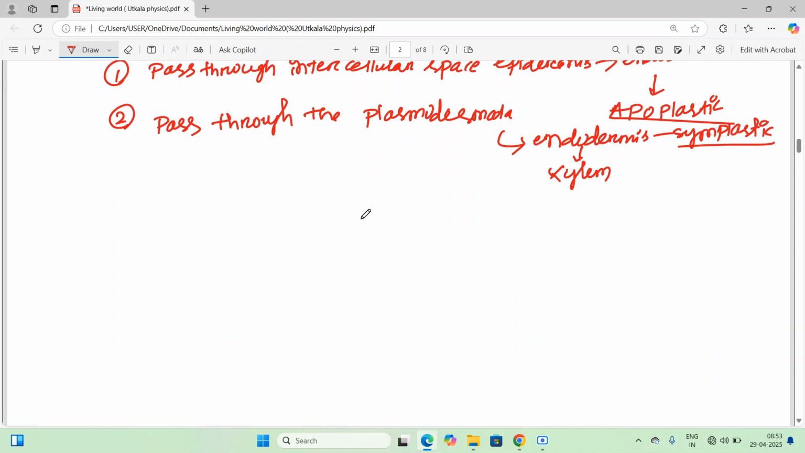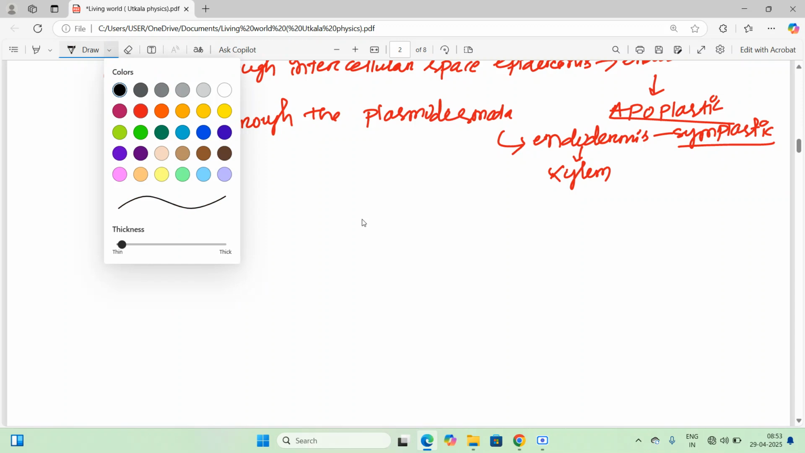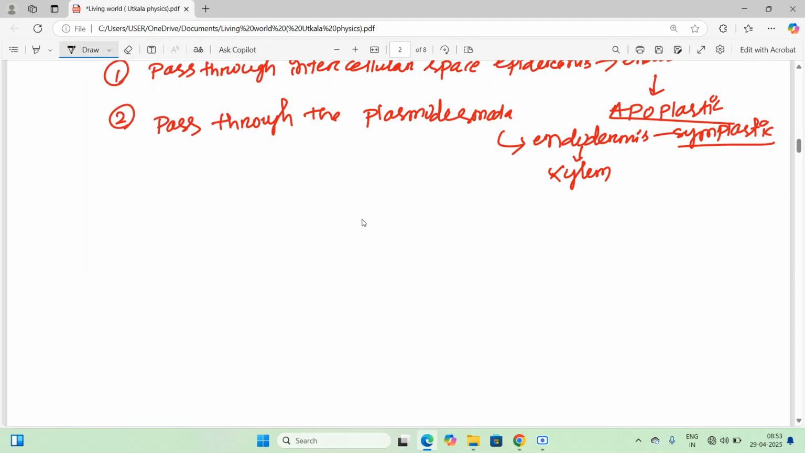Got it? Then we will study root pressure. One pressure will arise at the time of water movement from the root to the other parts. Then a pressure will arise, which we call root pressure.